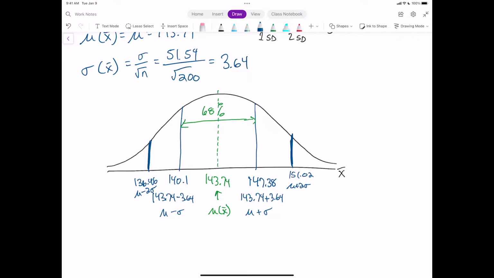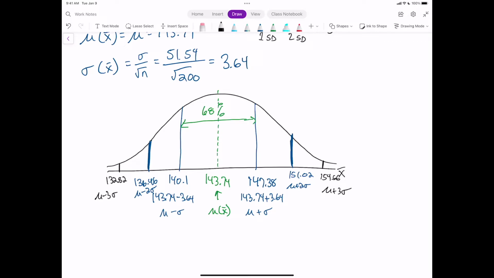All right. And then lastly, if we go out 3 standard deviations to the left and to the right, just add on another standard deviation to the right, subtract from the left. So I'm going to do 151.02 plus another 3.64, and we get 154.66. And if I subtract 3.64 from that 136.46, I get 132.82. And this is the mean minus 3 standard deviations. This is the mean plus 3 standard deviations.